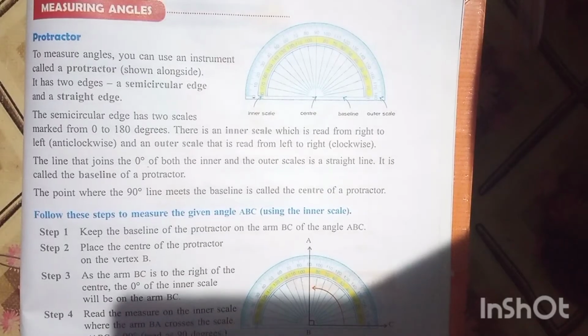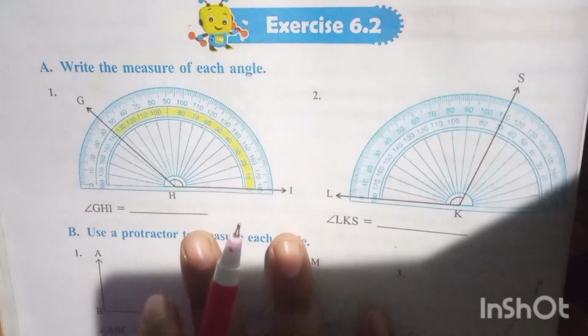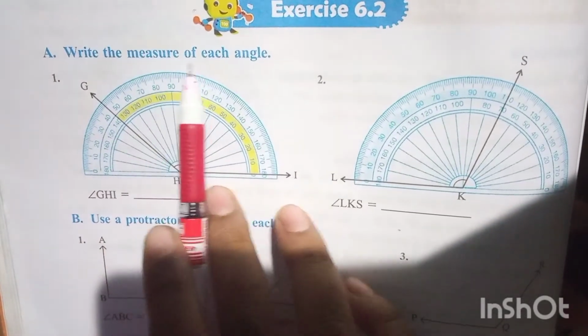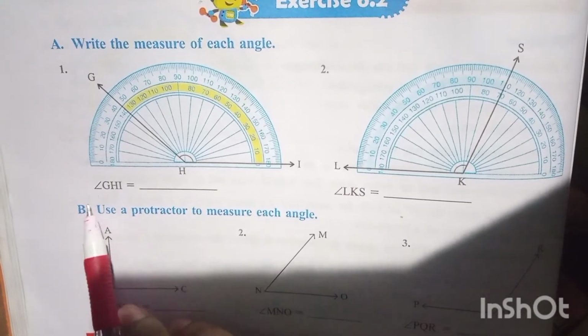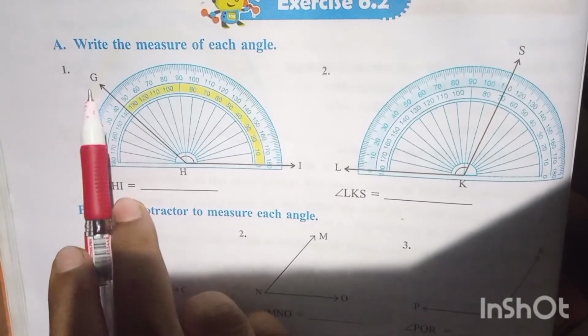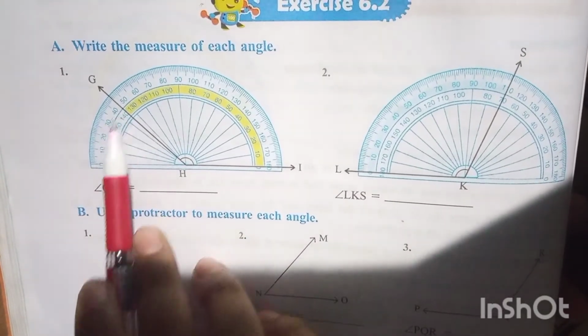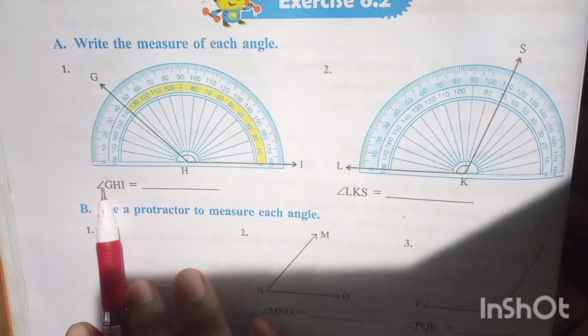So now we will learn how to measure an angle. Now let us solve exercise 6.2. Write the measure of an angle. You can see here, what is the name of this angle? GHI. So it's showing the measurement. Then we have to find out the measure of this angle.